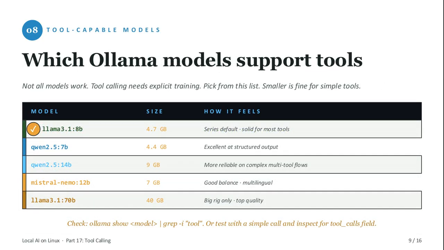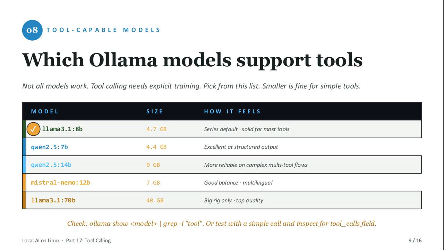Now, none of this works if your model wasn't trained for tool calling. It's a specific capability. The model has to know how to emit that tool call structure. Llama 3.1 8B is the safe default, light enough to run anywhere and solid for most tools.